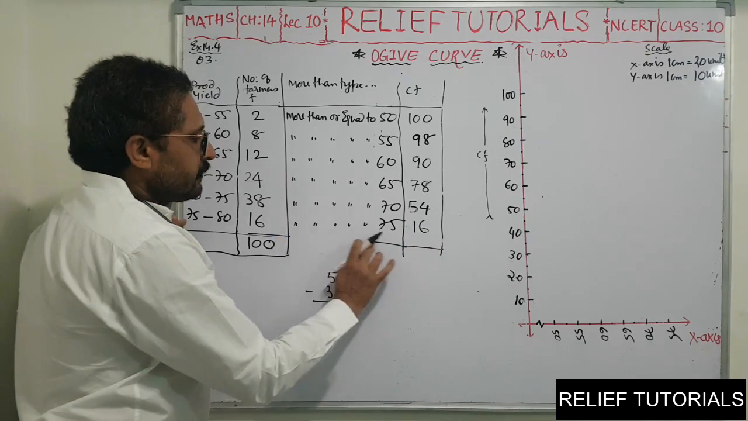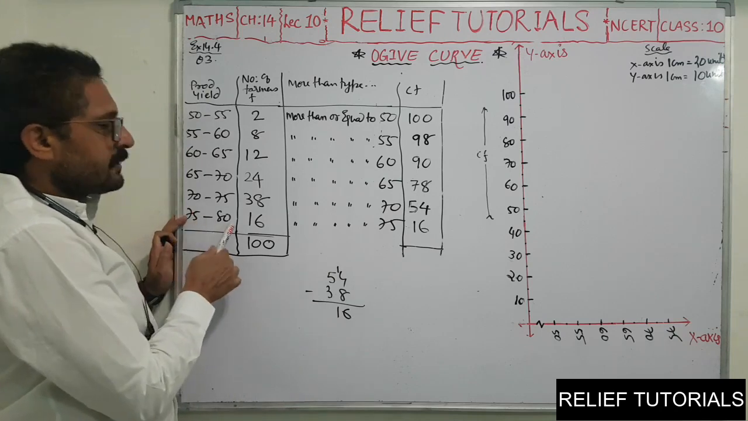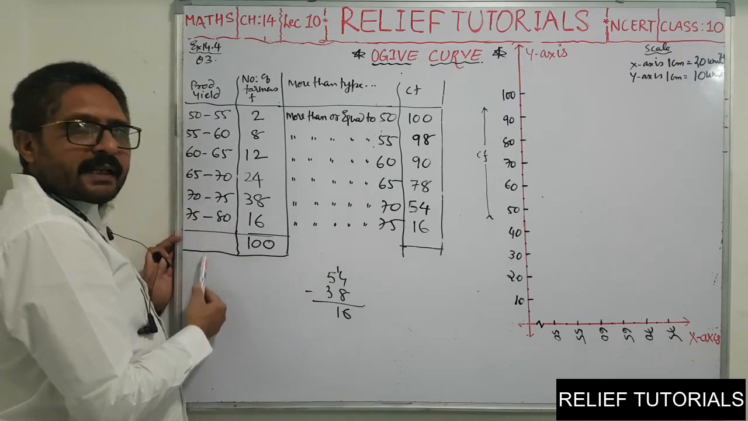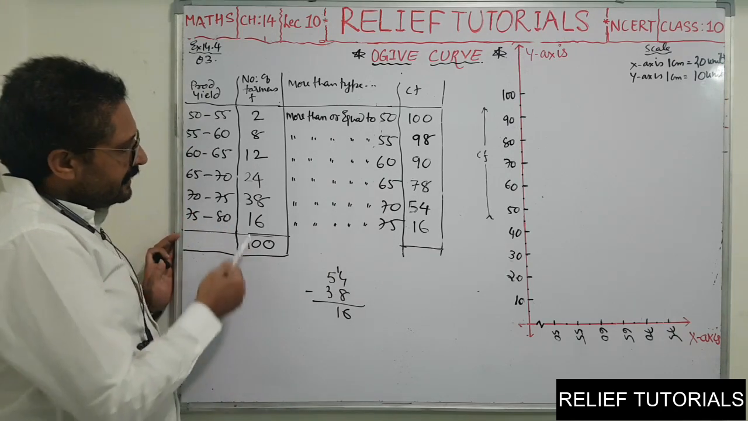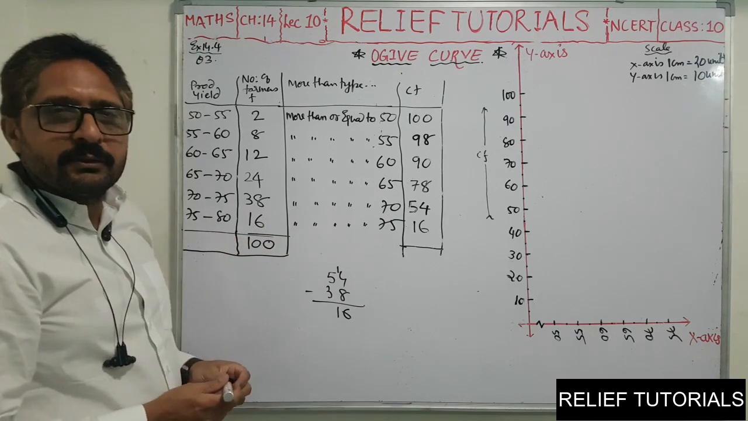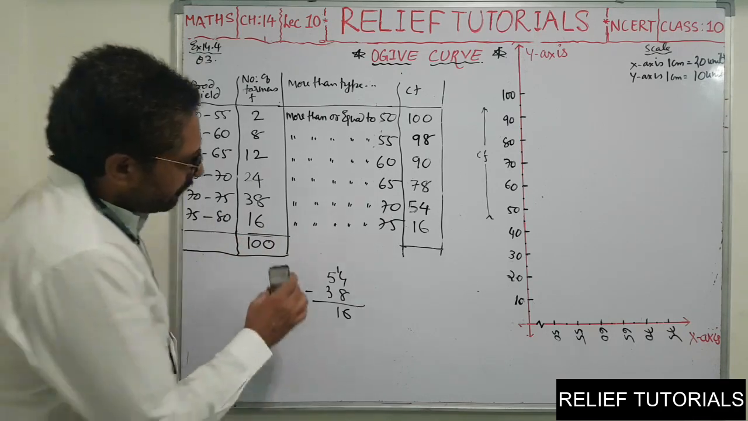And one more thing I forgot, more than 75. That is 75 to 80. That's all. We don't have more than 80. So that is clear. 16 you got. So this is our cumulative frequency.